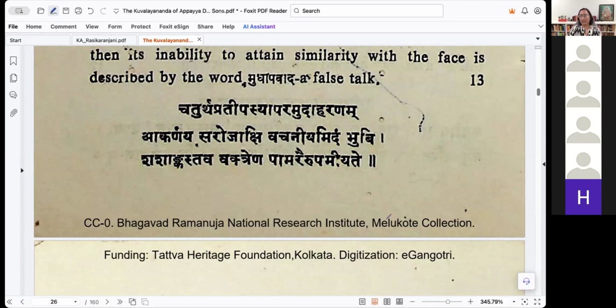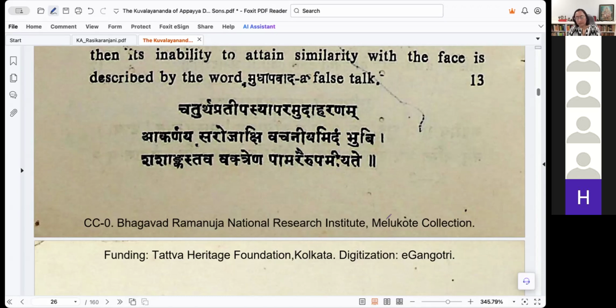நிந்தனீயம் இத்யர்த்தே ஏவ தத்ர வர்த்ததே. Okay, ஆகர்ண்ய சரோஜாக்ஷி வச்சனீயம் இதம் புவி. Oh, nindaniyam iti va. Nindaniyam, or you take it as apavadaha, like a rumor, it is a false talk, அப்படி எடுத்துக்கணும் அது வச்சனீயம்ங்கிறது. It's a rudyartha that we commonly see in kavyas. நிறைய வரும் இது.